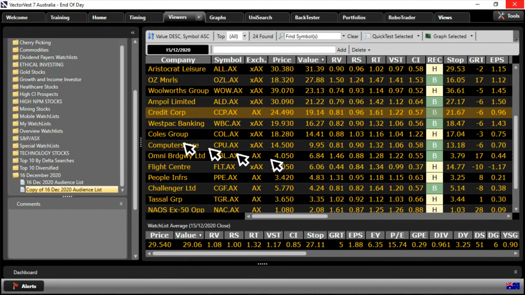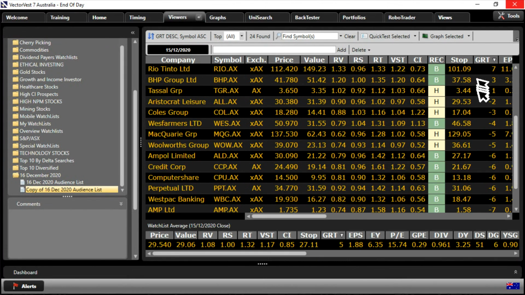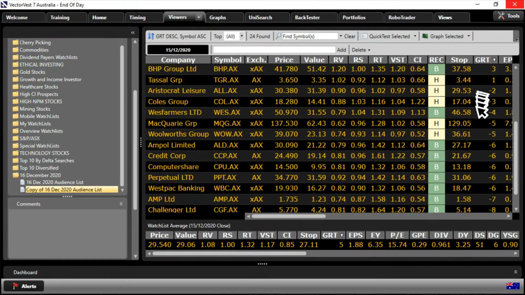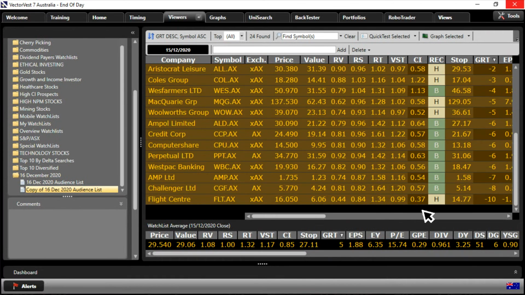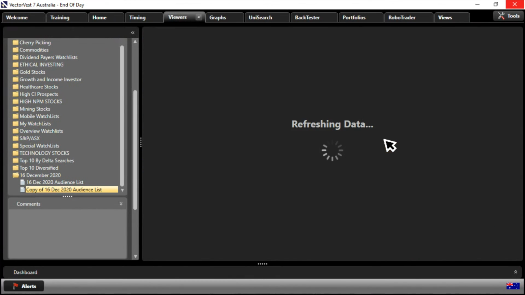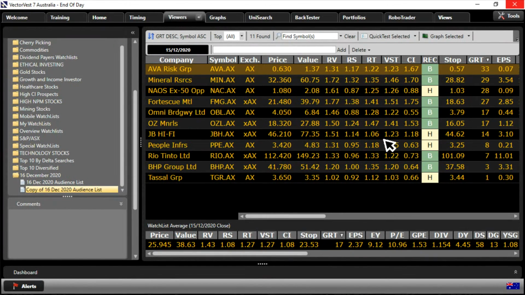All right. So our first exercise was RT, removing anything where the RT was below 1. Right, the next exercise is GRT. We are removing anything where the GRT is negative. Right, so I'm going to click on the first one here, go down to the last one here, hold my Shift key. There we are. I've selected all the negative earnings growth rates and click on Delete. Gone. Right, they're out.